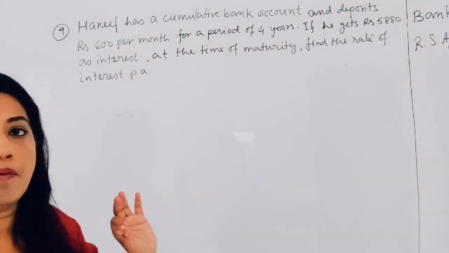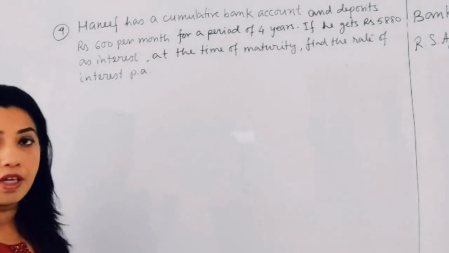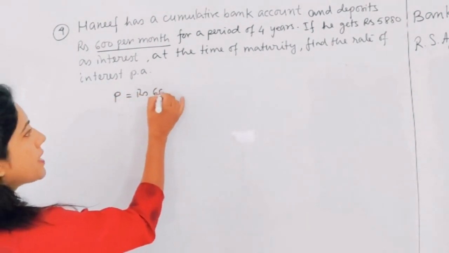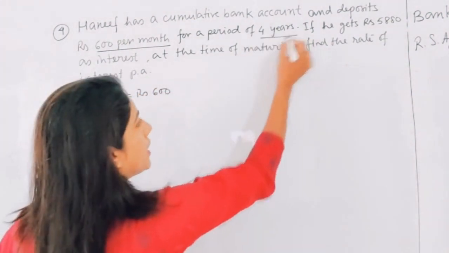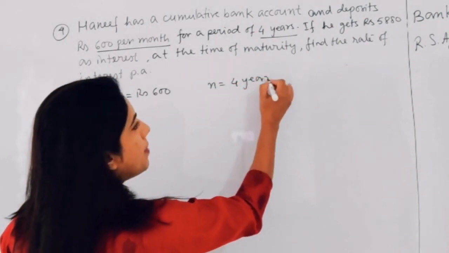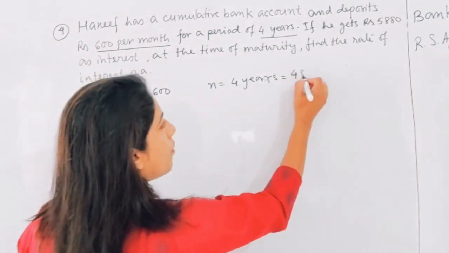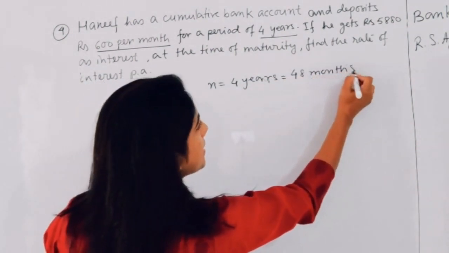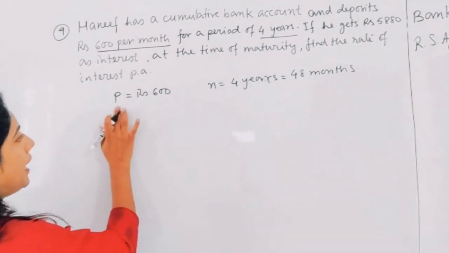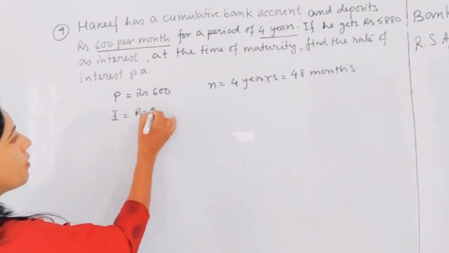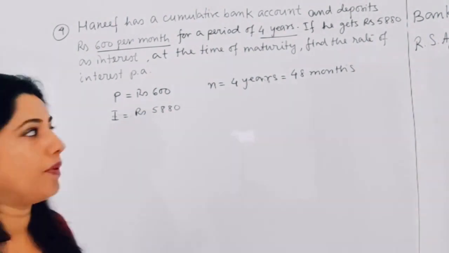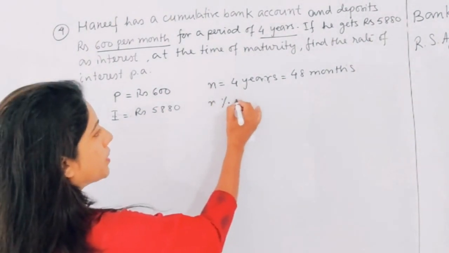Now this sum is a little different. Let us first write down what all information is given here. 600 per month is your P, rupees 600. Period of 4 years, N is equal to 4 years. The time has to be converted into months, that is 48 months. If we get rupees 5880 as the interest, so here interest I is equal to rupees 5880 at the time of maturity. Okay, so this all information is given. You need to find out the rate percentage.